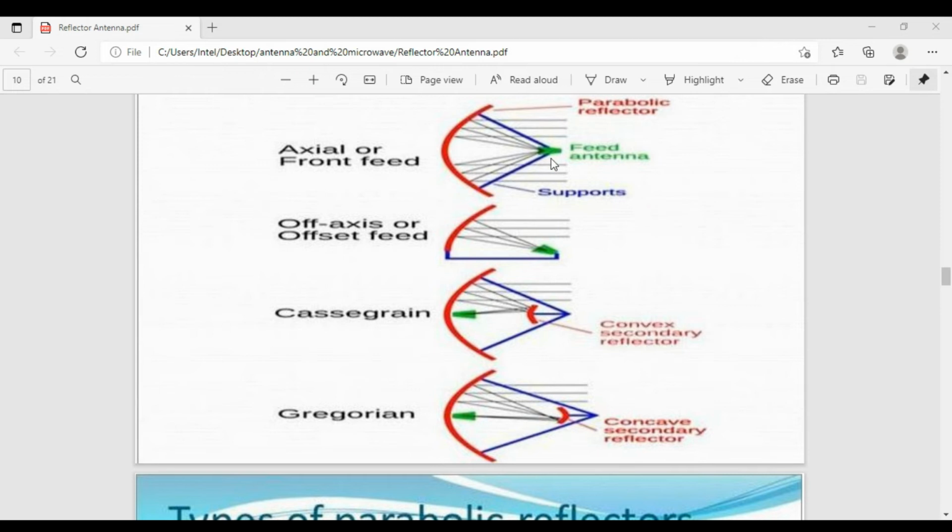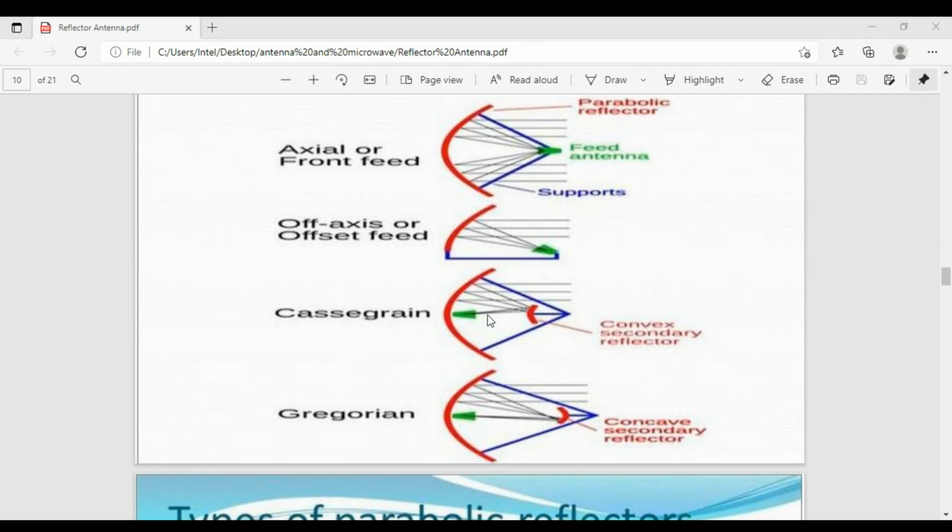In order to avoid that back lobe radiation, the dipole or horn antenna is located in the offset mode, that is slightly slanted. So automatically the back lobe radiation problem gets eliminated. That is, the merging of the signal coming from the primary antenna with the signal coming from the reflector antenna, that problem gets eliminated.